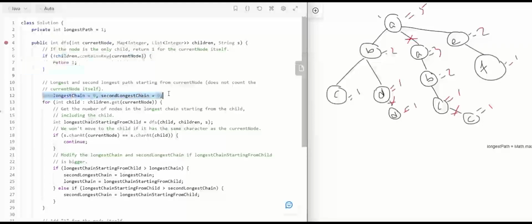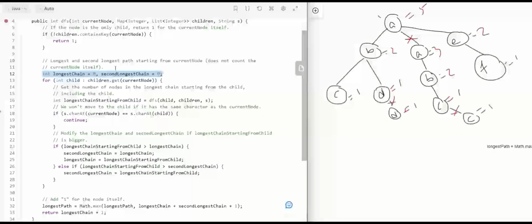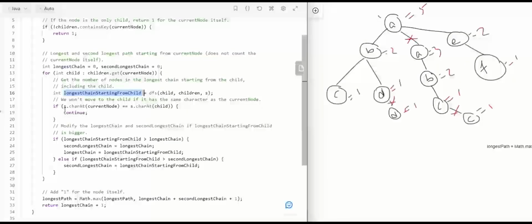Then we have two variables used for storing the longest and the second longest chain. And then what we're doing is, for each current node, we are iterating over each child, and we are calling the DFS for the child. Again, the same process, and then we're storing the value in the longest chain starting from child. And then we say that if the value of child is different, we just continue, we do not do further processing.